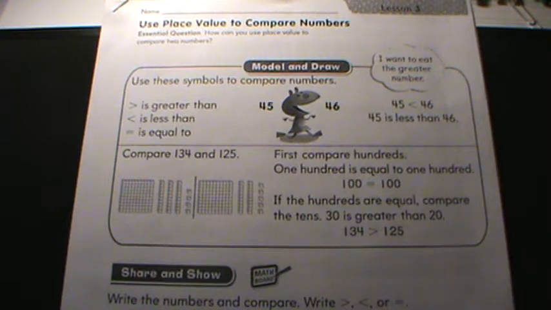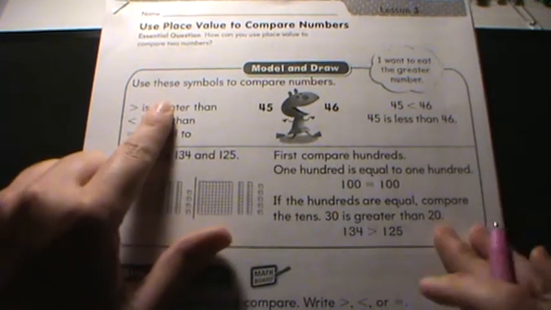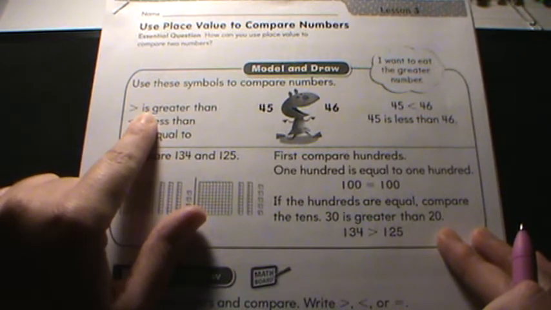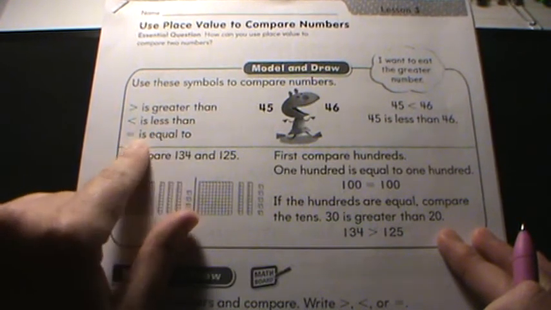So we are focusing on our understanding of those place values, the ones, tens, and hundreds, to help us compare numbers. When we compare numbers, remember, first graders, that we use the words and the symbols greater than, less than, and equal to. So how can we use place value to compare two numbers? Use these symbols: greater than, less than, and equal to.